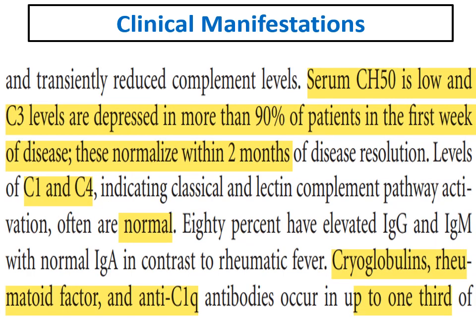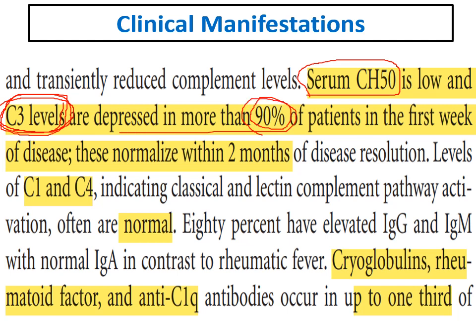What about the complement? Complement will be reduced, especially serum CH50, and of course the most important is C3. C3 will be decreased due to complement activation, depressed in more than 90% of patients. Very important. It is one of the differential diagnoses of decreased serum complement in nephrology. C3 will be decreased in post-streptococcal glomerulonephritis, especially in the first week of the disease, and it will be normalized within 2 months of disease resolution.